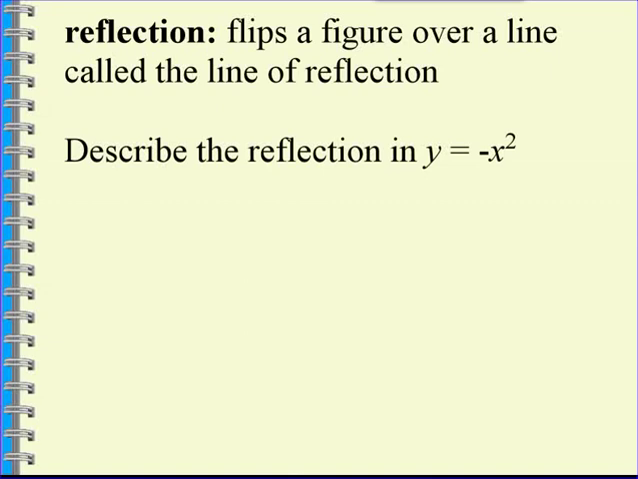When you think of reflection, I want you to think of a mirror. What does a reflection do? Flips it, right? So that's why we call it a flip. So if I think about this negative x squared, before you even graph this, we know that x squared looks like this, right? What do you think that negative x squared is going to do?